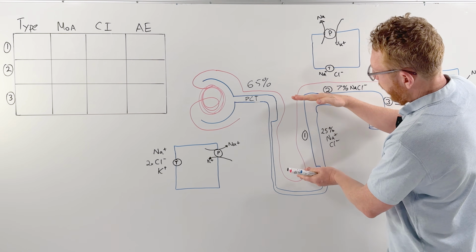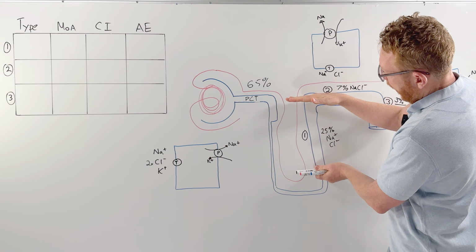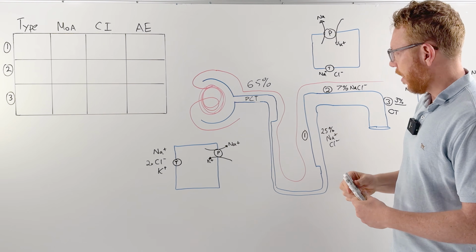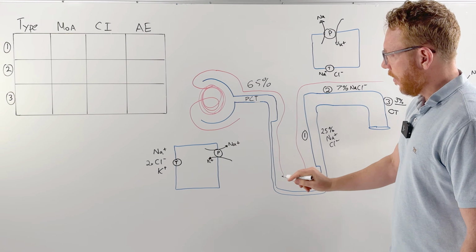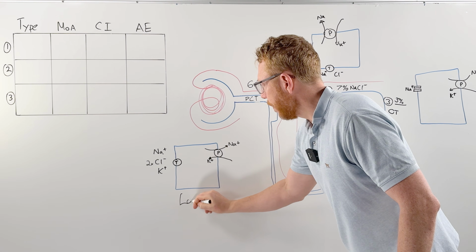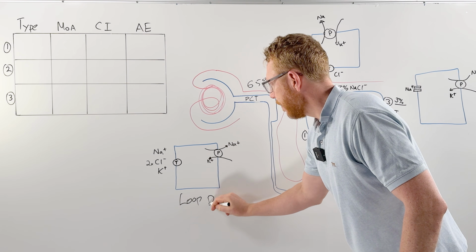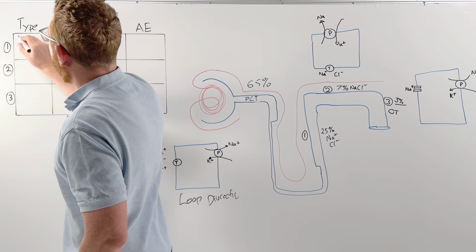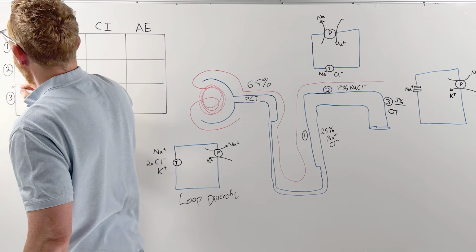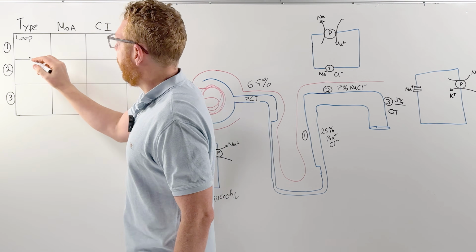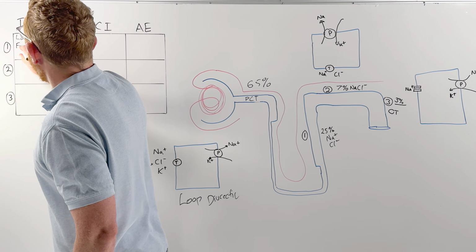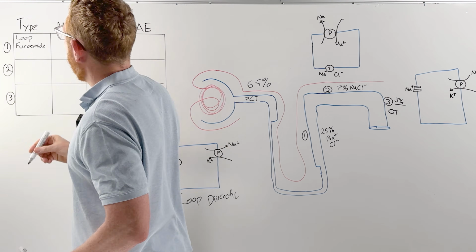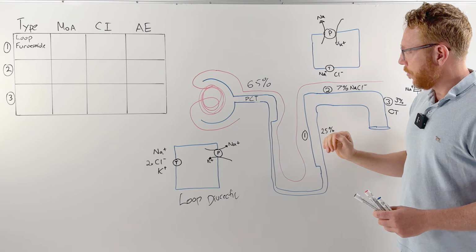So let's start with region 1. This is the thick ascending loop, and this is where we're going to have the loop diuretics. So number 1 is the loop diuretics. This is the first category, loop diuretic, and I'll also put it up here, loop. The most important drug to be aware of here is furosemide, which is the loop diuretic.